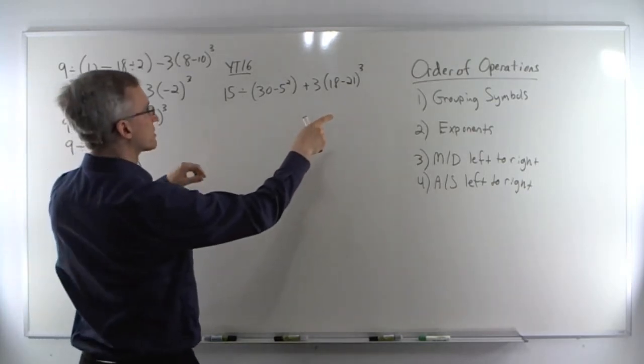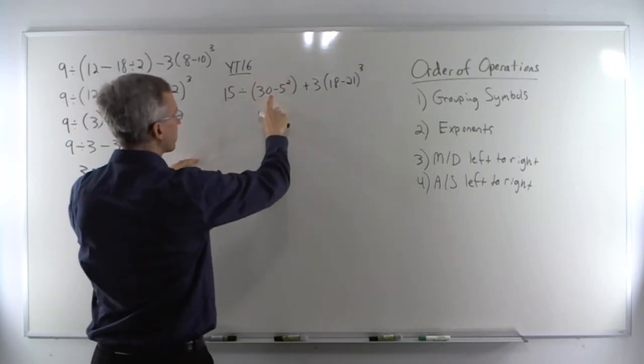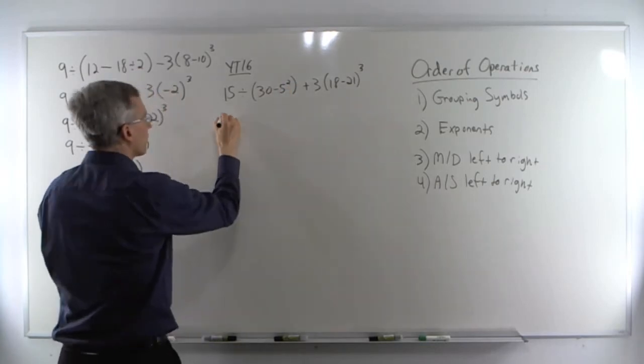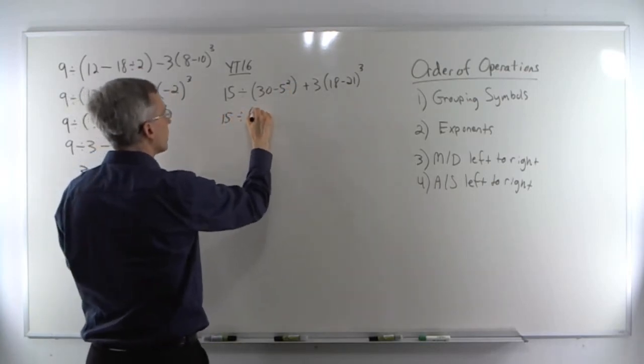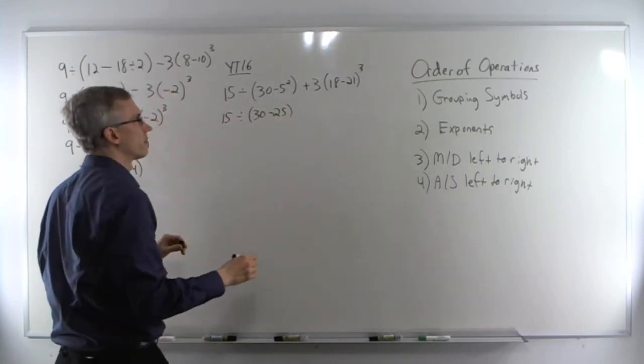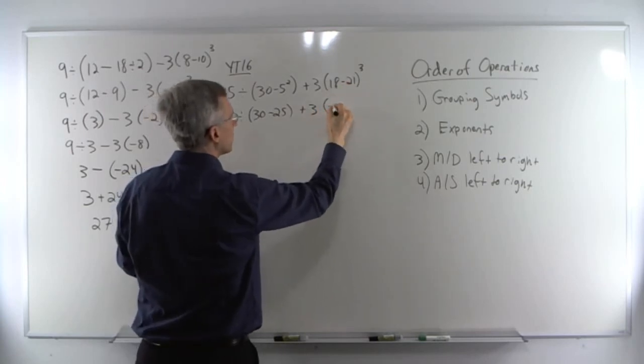So we've got grouping symbols. So I'm going to evaluate this. Within this grouping symbol, the order of operations tells us to start with the exponent. So I'm going to start there. So 15 divided by 30 minus 5 squared is 25. So just replace that with a 25. And then 18 minus 21 is negative 3.